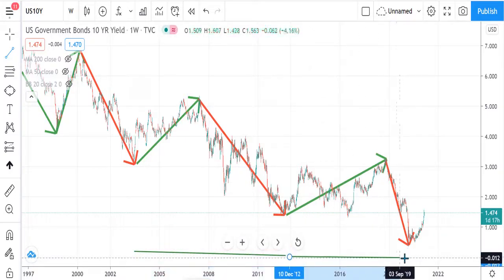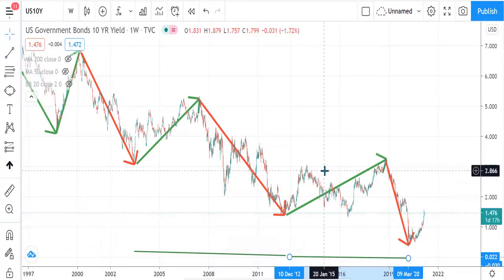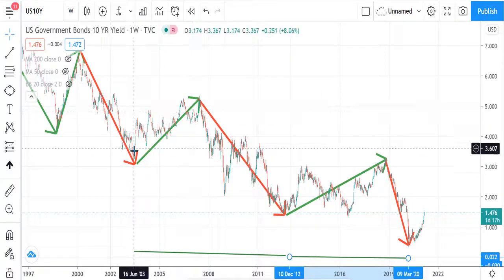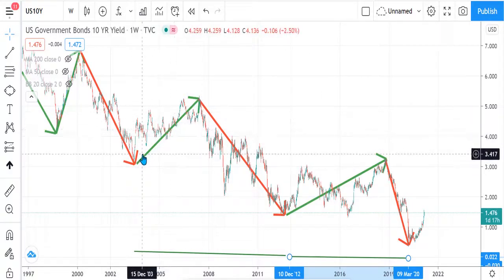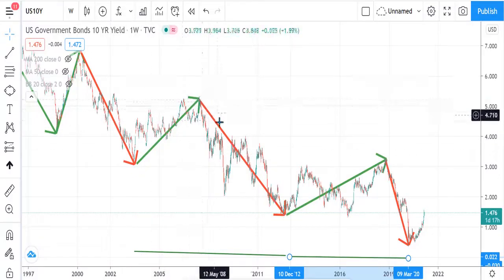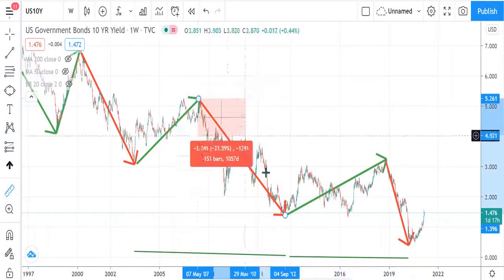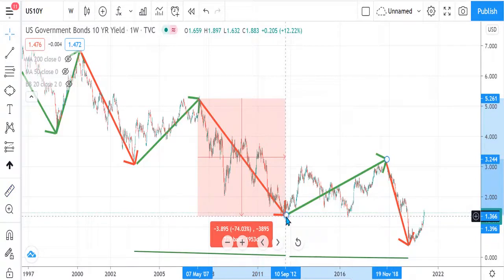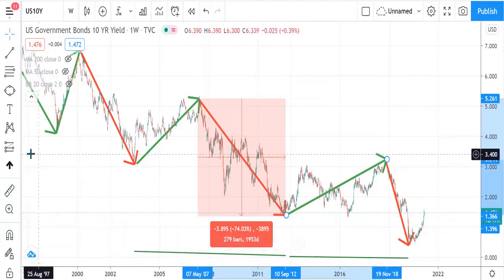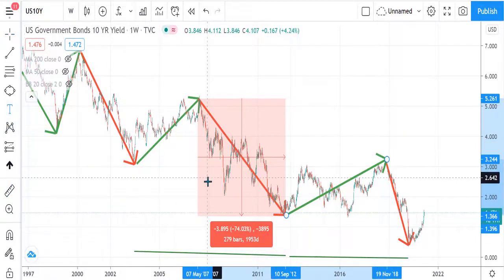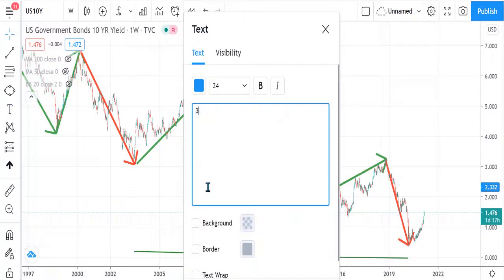I will plot it. Okay, once we have identified the two cycles, the next thing we can check is how much of a move it made, the down move. Let's see the severity of the down move in the first cycle. We can take the ruler and measure from the top here to the bottom. We see that it is making about a 3.9 points move. We'll jot it down here, it's 3.9 points.